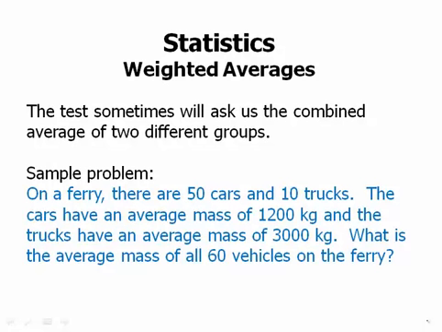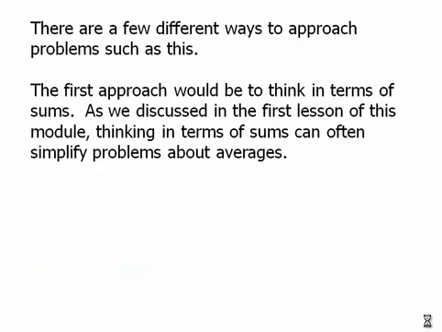So in other words, we have two different groups that are unequal size. They have unequal averages, and we'd like to figure out the average of everyone combined together. So that's the basic gist of this problem type. There are a few different ways to approach problems such as this. The first approach would be to think in terms of sums.